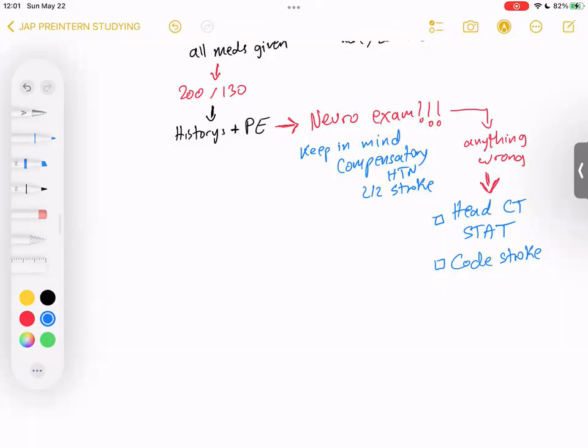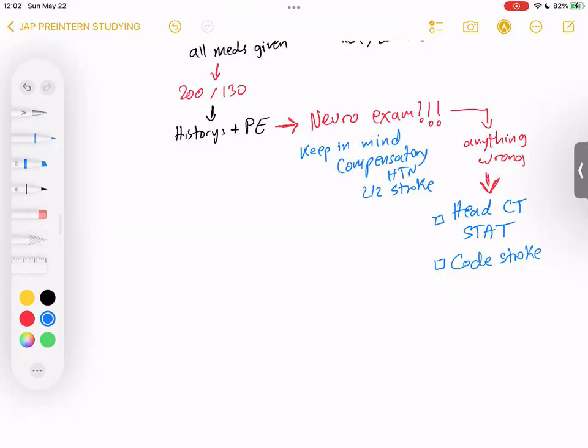And the way you do it, you call the operator and you say, can you call a stroke code to this room? Or you ask the nurse and the nurse is going to do it. And when you call a code stroke, it's an automatic neurology consult. It's an automatic head CT. Everybody gets mobilized. They come to the patient, get to the head CT. Everything's just happening right away. Okay. So it's very important.